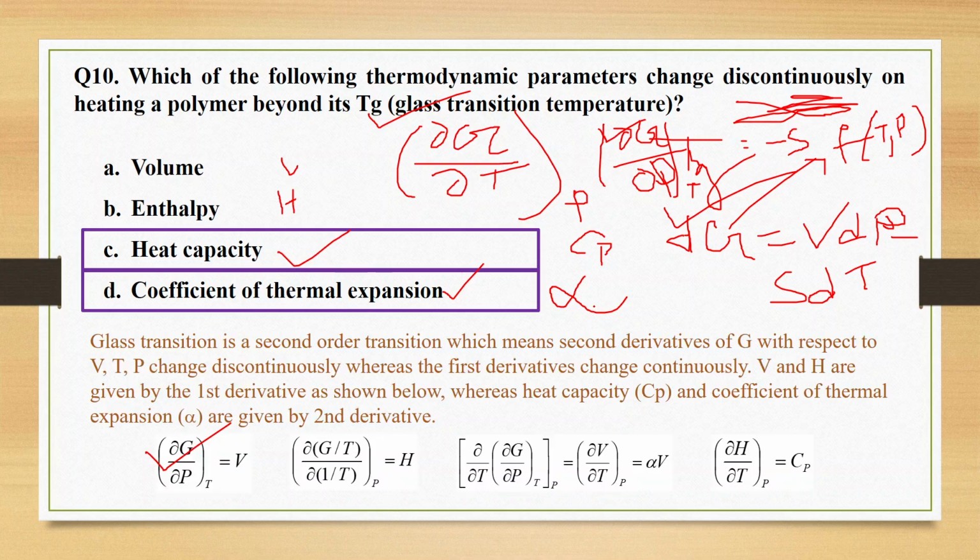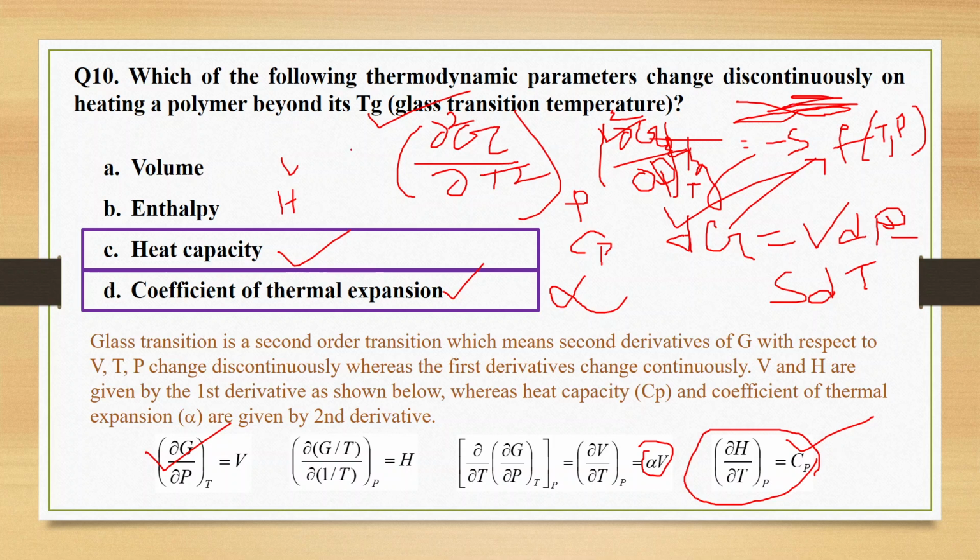For a second order transition, what you need to do is take a double derivative: del 2G del T2 and del 2G del P2. Once you do that, you will end up with these equations. In one equation you will get Cp, which is otherwise known as your heat capacity, and in another you will end up with this, where alpha is your coefficient of thermal expansion. So in every case of second order transition, they will change discontinuously.